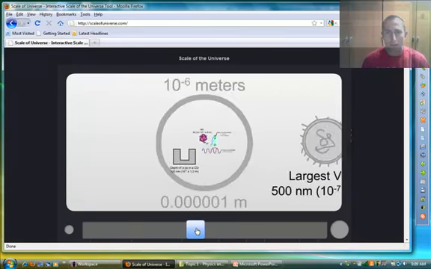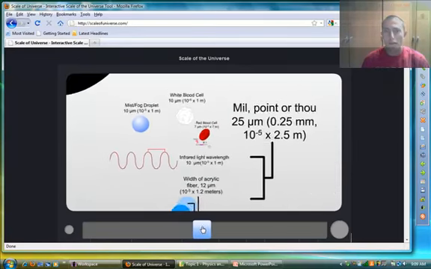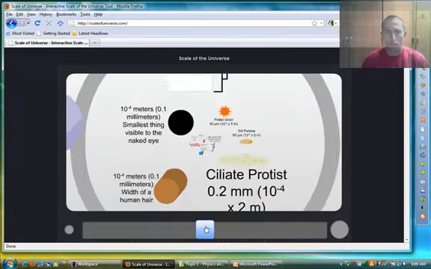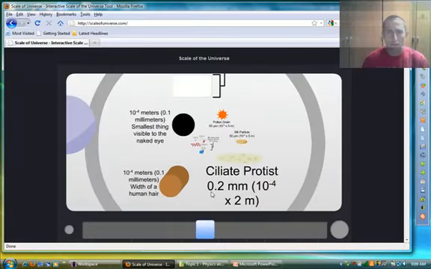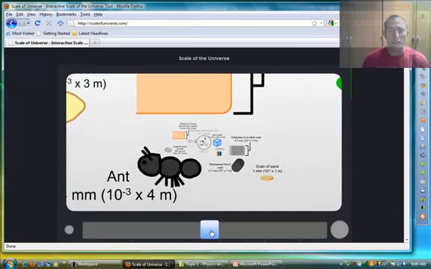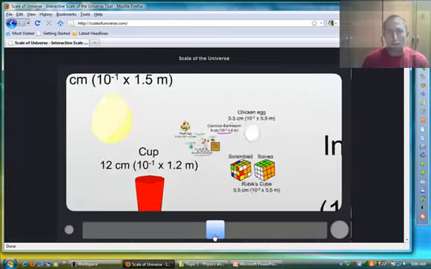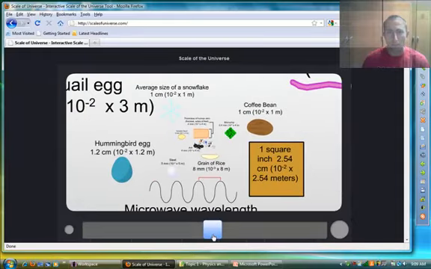And we're going to keep getting bigger and bigger and bigger till we get to pollen. Now we're getting to things that we can start to see unaided with the eye. Ants, quail eggs. There we go, quail eggs. 1 inch is 2.54 centimeters, so 2.5 centimeters on a side.